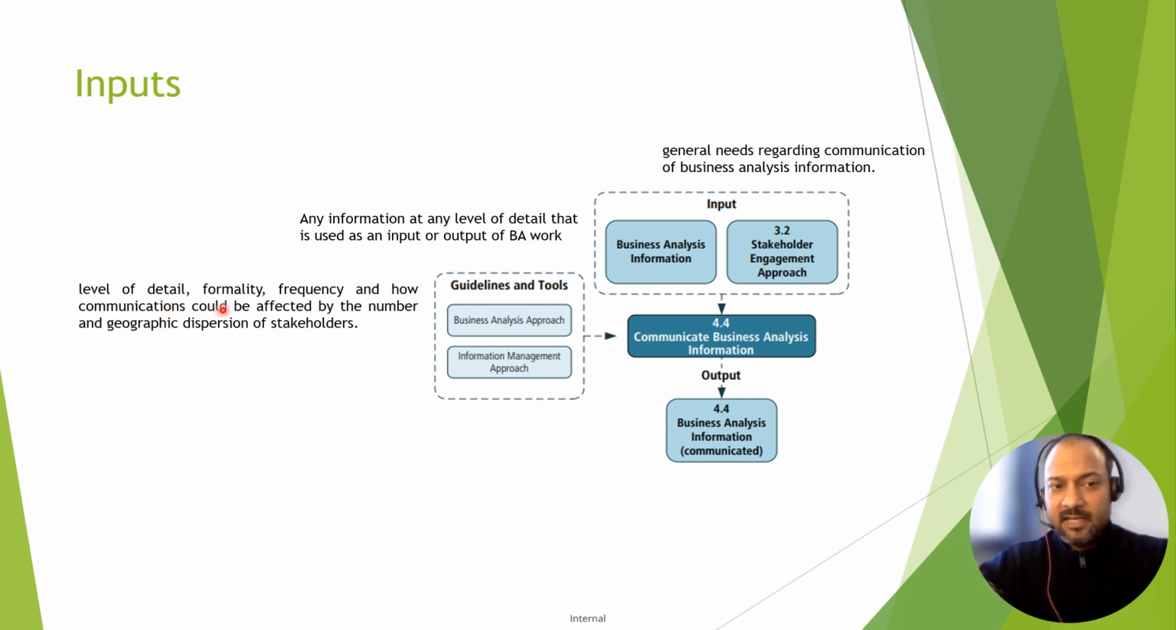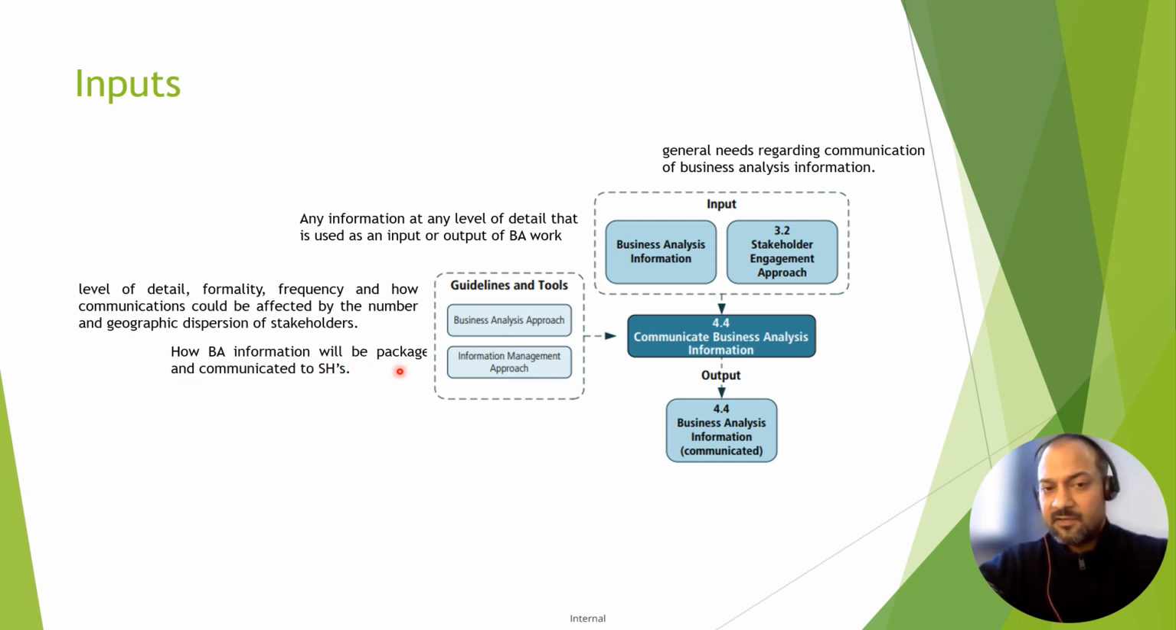Then we have level of detail, the business analysis approach. Now remember the BA approach. We talked about the predictive, adaptive, and hybrid approach. There we also talked about the timing of the activities, the level of detail, the formality, the frequency, and how communication could be affected by the number of stakeholders and the geographic dispersion of the stakeholders. So that information we get from here, and this is very important when we talk about communicating business information to stakeholders.